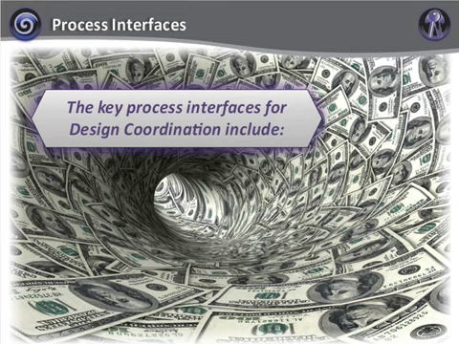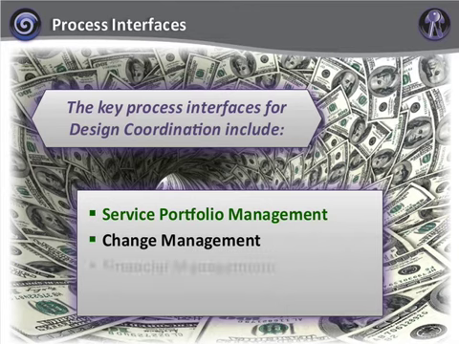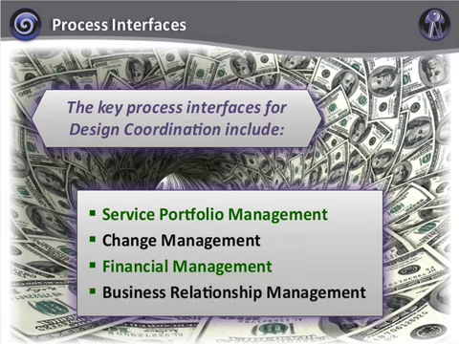Let's consider the key process interfaces for design coordination. Service portfolio management provides design coordination with information about business requirements, service charters, and warranty. Change management provides change requests and information about authorized changes. Financial management provides details of the value proposition. Business relationship management helps design coordination to understand the customer's desired outcomes and needs.